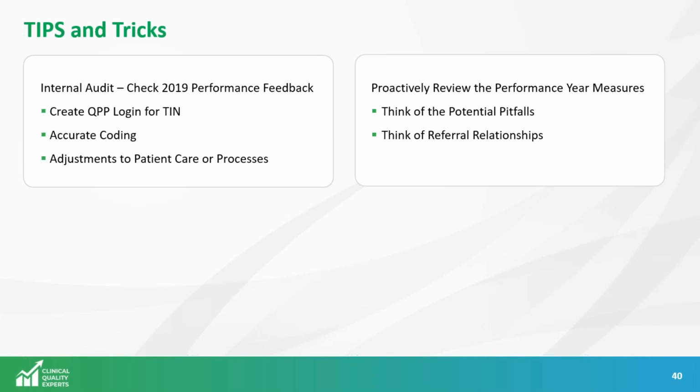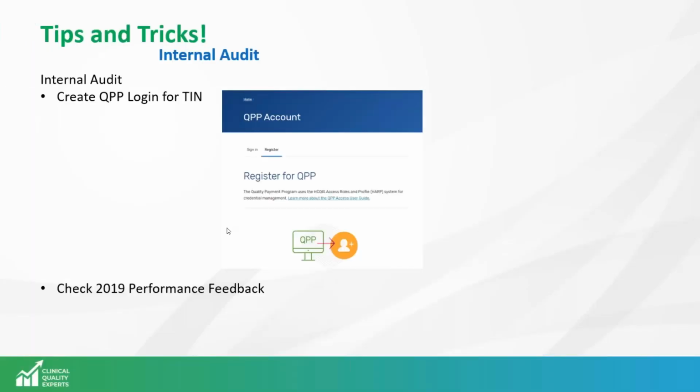So if you need to create a login for your tax ID number, what you do is you go to the quality payment program website and you can register for an account. Once you register, you're approved, you can log in and check the patient list of patients who were attributed to the clinician for certain cost measures.